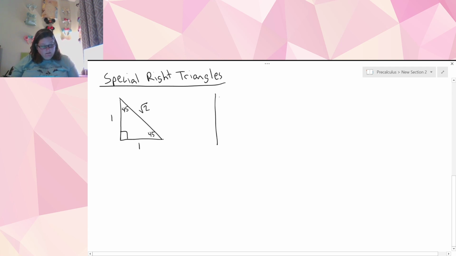And the next triangle we're going to talk about is a 30, 60, 90. Opposite 30 is 1, so the side lengths are 1, 2, square root of 3. So 1 goes opposite 30, 2 is the longest side, that always goes on your hypotenuse, and the square root of 3 is opposite of 60.